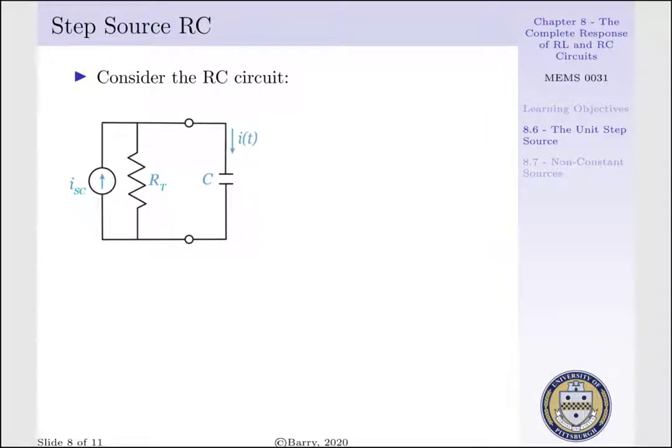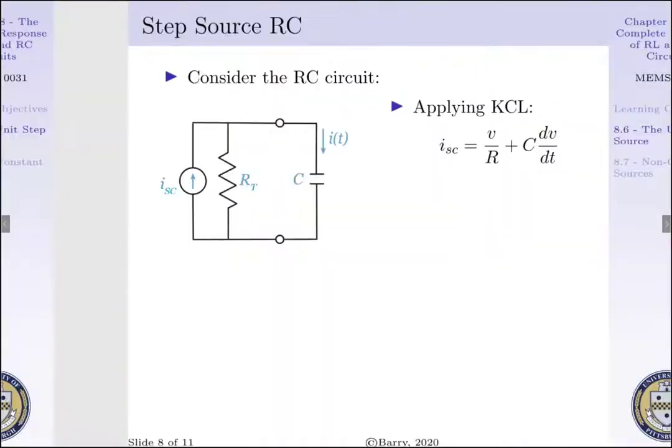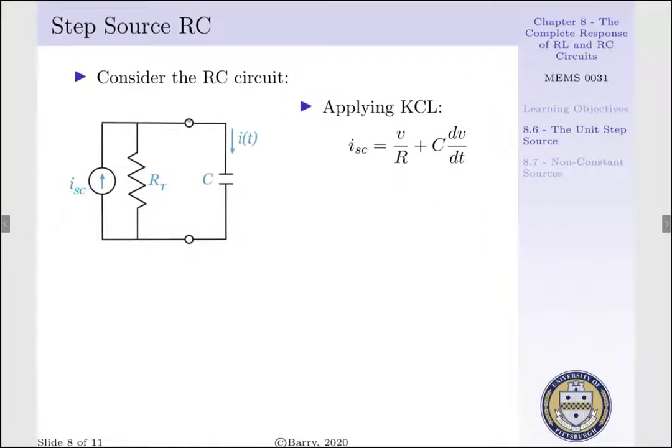Now let us consider a step source for an RC circuit. Say we have the following, where we have a current source, a Thevenin resistance, and a capacitor all in a parallel configuration. To determine the behavior of the circuit, we first must apply KCL at our top node.